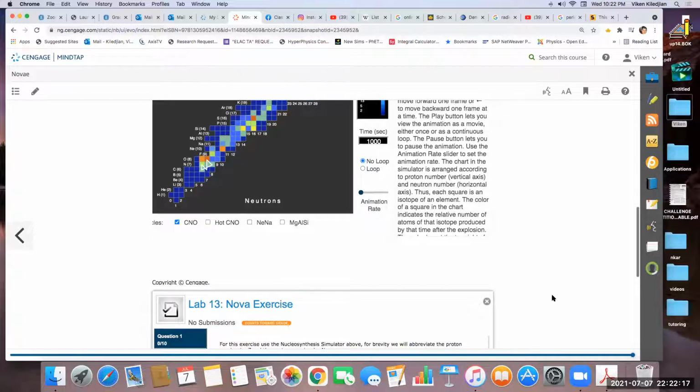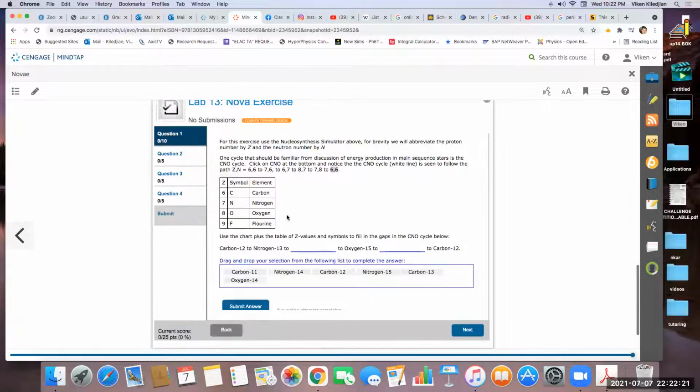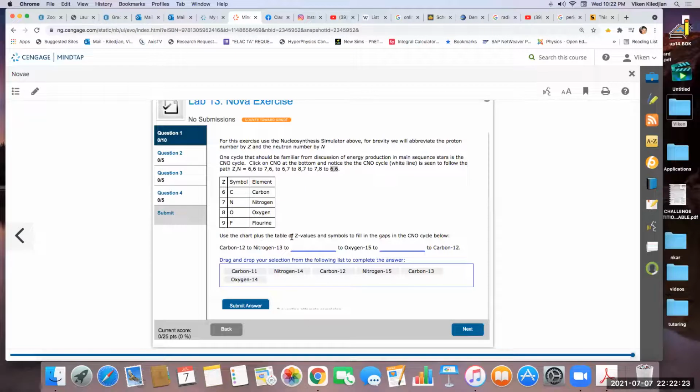So it says carbon, nitrogen, oxygen, fluorine. Use the chart plus the table of Z values and symbols to fill in the gaps in the CNO cycle table. Carbon, nitrogen 12, nitrogen 13 to what? To oxygen 15 to what? To carbon 12. Drag and drop the selection from the following list.